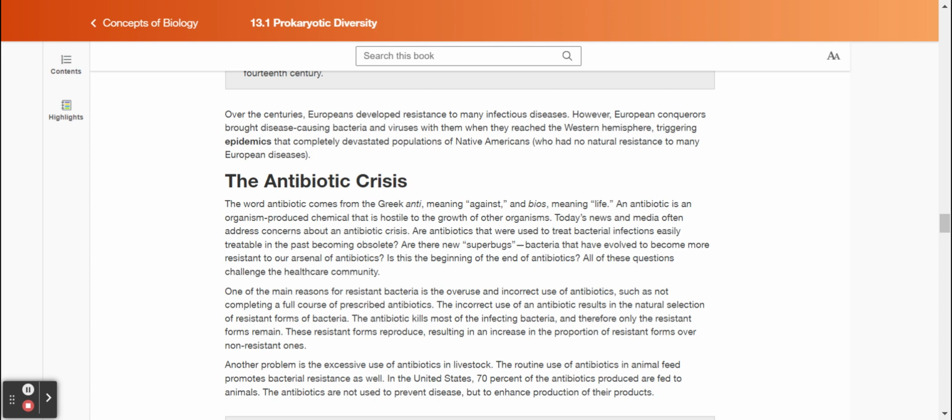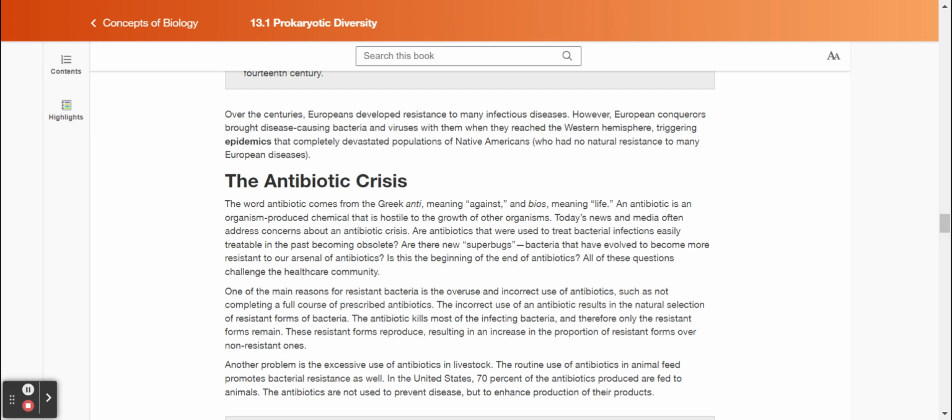The antibiotic crisis. The word antibiotic comes from the Greek anti, meaning against, and bios, meaning life. An antibiotic is an organism-produced chemical that is hostile to the growth of other organisms. Today's news and media often address concerns about an antibiotic crisis. Are antibiotics that were used to treat bacterial infections easily treatable in the past becoming obsolete? Are there new superbugs, bacteria that have evolved to become more resistant to our arsenal of antibiotics? Is this the beginning of the end of antibiotics?